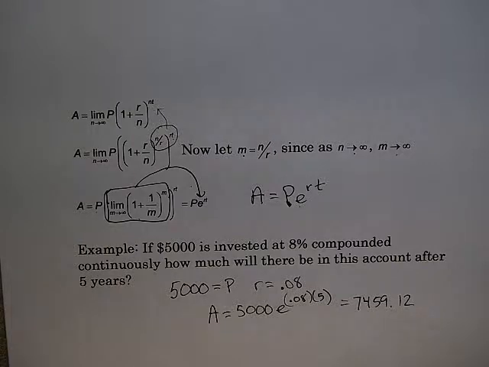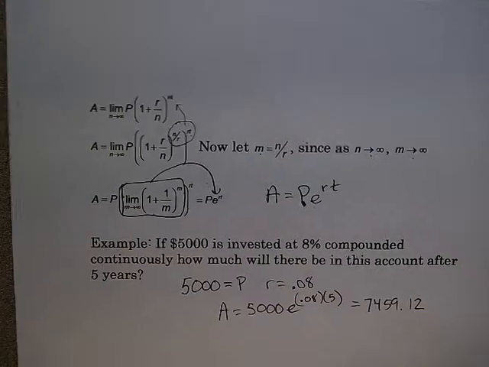So that is what is known as continuous compounding interest. And again, the amount of interest you earn is proportional to the amount present. So this looks very much like that law for exponential growth.